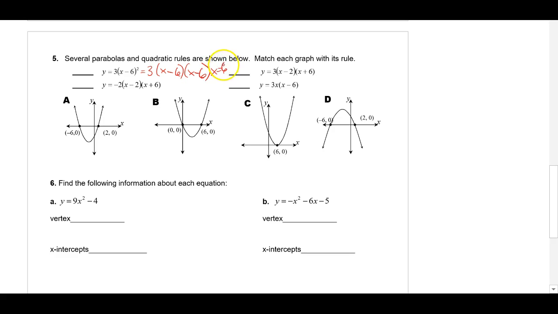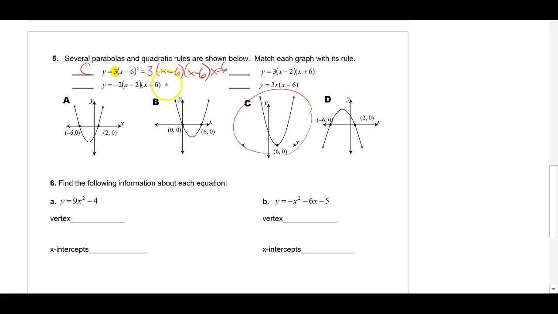And it's only 6 because x minus 6, the x-intercept is 6, and x minus 6 again, so it's the same thing. And then the next thing we want to do is look at the a, the number in the front. And the number in the front tells us that it points up, and we know the x-intercept is 6, so which one points up and only has one x-intercept at 6? That'd be this one, C. Okay, so then we write C here.